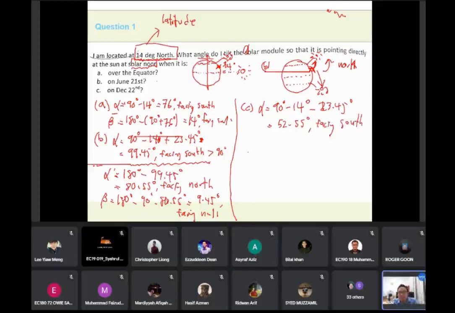Okay lah. And then the angle is very super simple, extreme D. 90 minus 52.55, then you get how much is it? 37.45. 37.45 facing to the south. Okay.